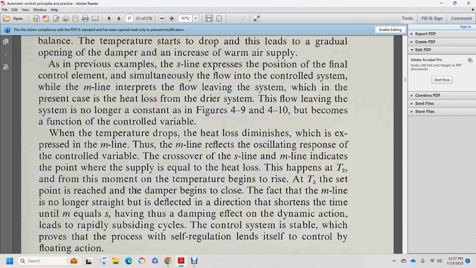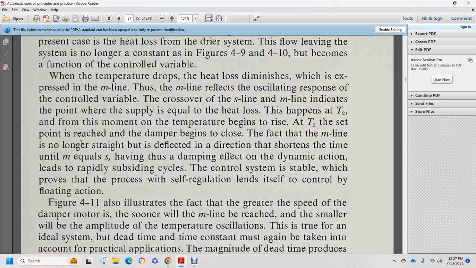This happens at temperature 2, and the temperature begins toward 3. At the point reached, the damper begins to close, with the M line no longer straight but deflecting in the direction of shorter time until M equals S. With the dynamic action, this leads to a rapidly subsiding cycle. The control system is stable, proving the process is self-regulating, with the floating action controller.